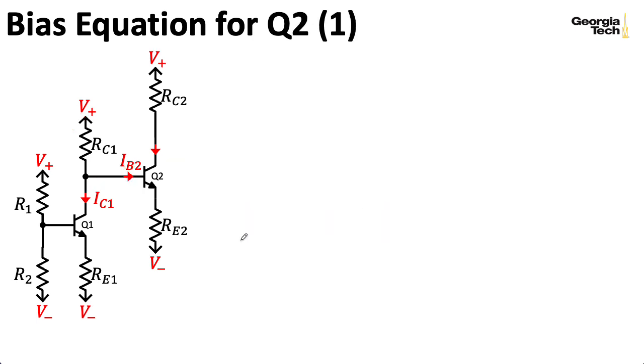Analyzing Q2 is more complicated. If we want a Thevenin equivalent circuit looking out of the base, remember that we temporarily snip the wire here, so no current is flowing. I have two sources that can contribute to the Thevenin equivalent voltage looking out of the base. I have V plus, but I also have this current IC1 flowing into Q1 that I can treat as an independent current source while computing this Thevenin equivalent. So I have two sources and I can deal with them by superposition.